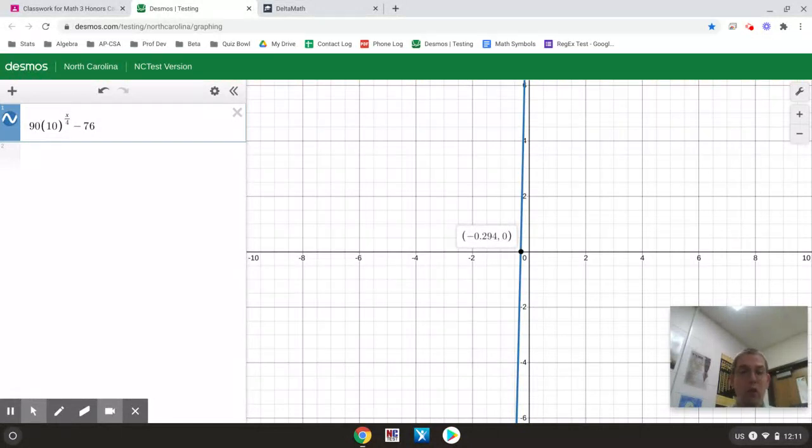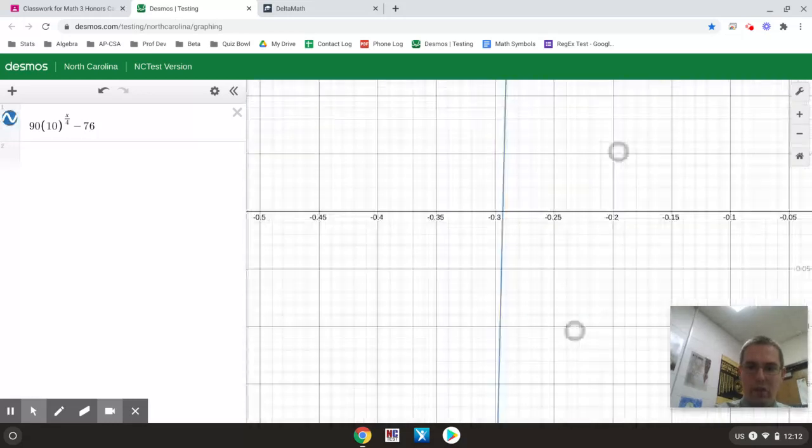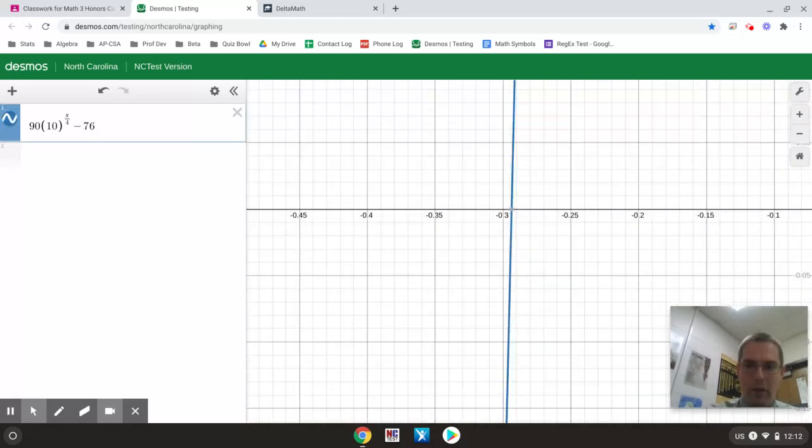The one thing you are going to have to be careful of using Desmos is on this one, it's negative 0.29 because I'm rounding to the nearest hundredth. But if you ever want to do to the nearest thousandth, you're going to need more decimals. And unfortunately, the only way I found to do that very easily is to zoom in. And if you zoom in, eventually it will start giving you more decimal places.